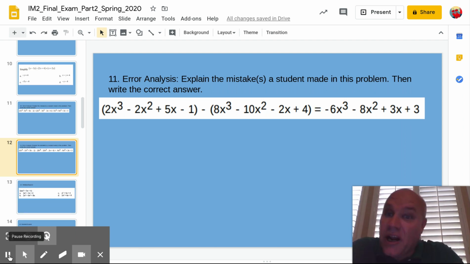Question 11, another error analysis, this time with subtraction. Explain the mistake or mistakes a student made in this problem, then write the correct answer for me. Again, don't forget you use the little caret for your exponents. That is control and the button, control 6 or shift 6, I should say. Shift 6.